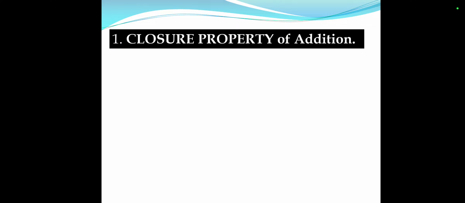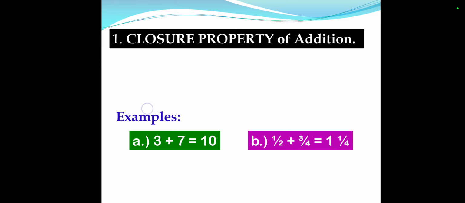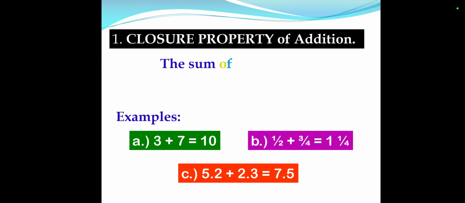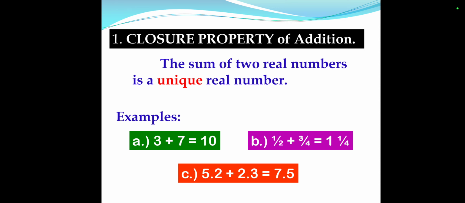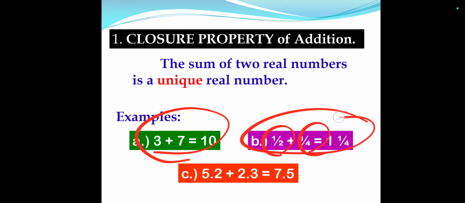Let's start with the closure property of addition. So when we say closure property of addition, these are the examples. That means that the sum of two real numbers is a unique real number. So when you add, for example, an integer plus an integer, the result is an integer. If we add a fraction to another fraction, the result is a fraction as well. Remember that a whole number is a fraction also. So we consider whole numbers as fractions, although there is a separate name for whole numbers under the fractions.